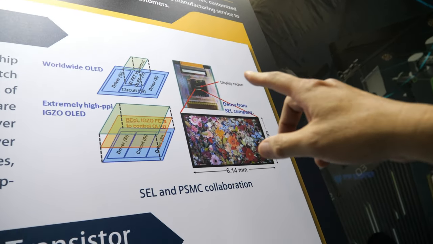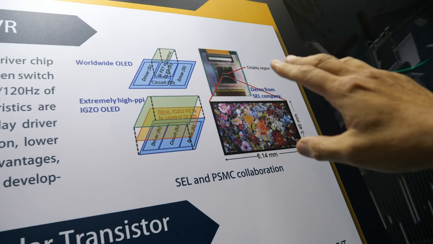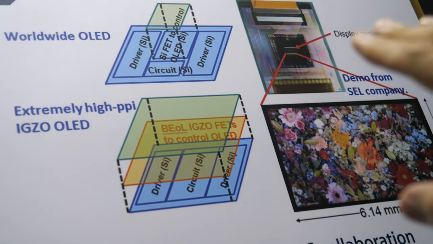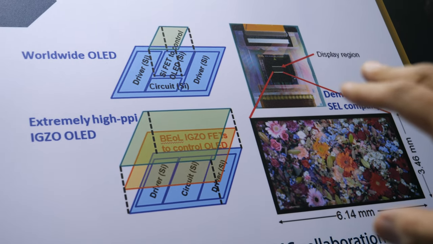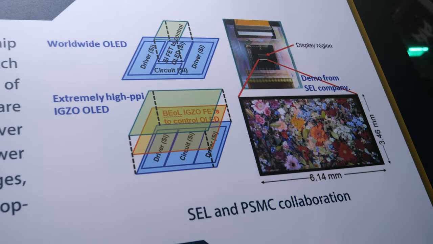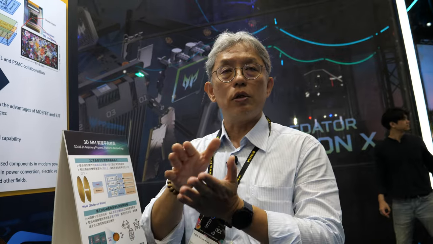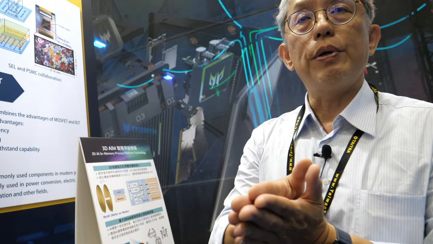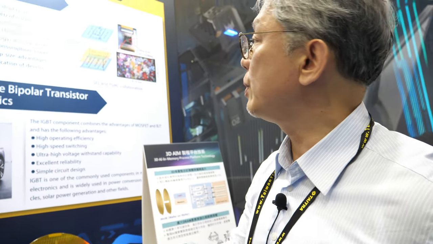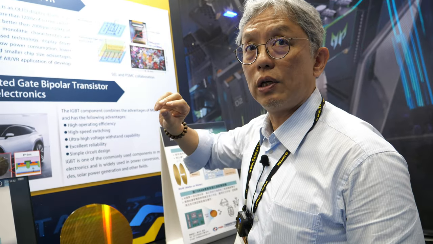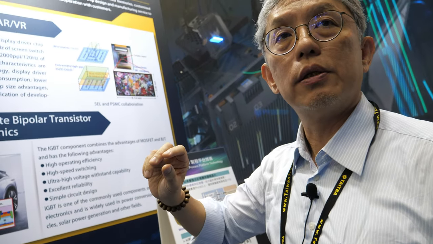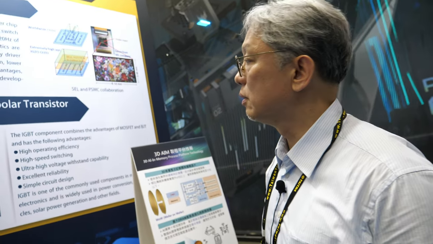Typically, the OLED display will have a driver side by side with the pixel itself. That means it will accommodate a bigger area per pixel. But right now, we stack the driver and the pixel upside down, one on the top, one on the bottom. That means we can stack these two devices together to save space.